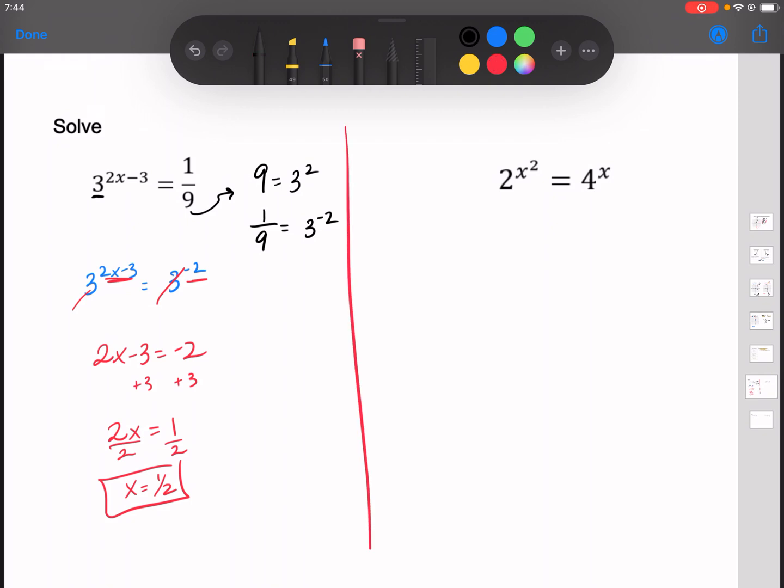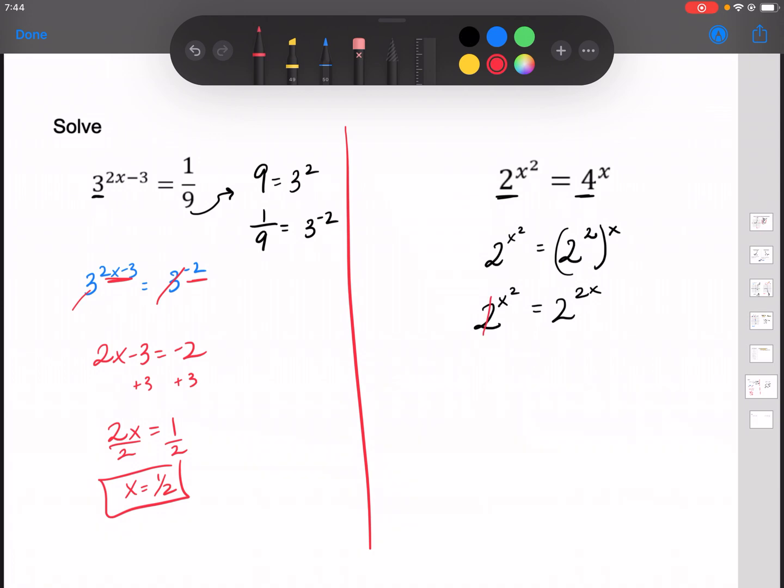So let's do another one. Same idea, 2 and 4. Well, I know 4 is the same thing as 2 squared. And we're taking that 2 squared and raising it to the x power, right? Because there's already an x right there. So we have 2 to the x squared equals 2. Now when you have an exponent raised to another exponent, you just multiply them. So 2 times x is 2x.